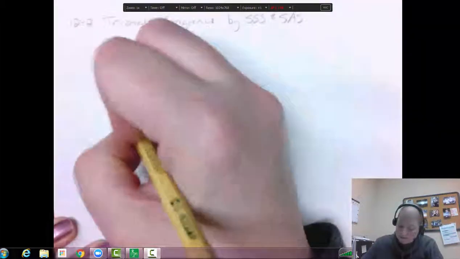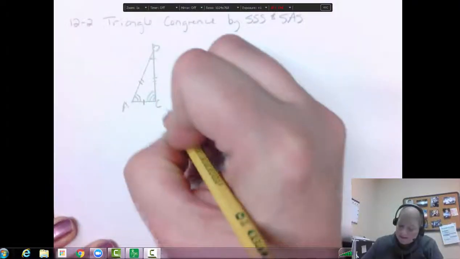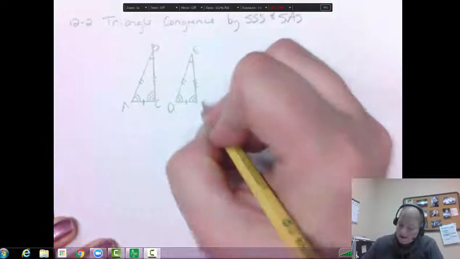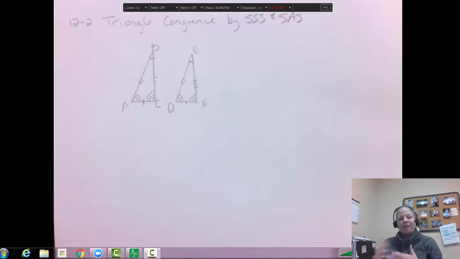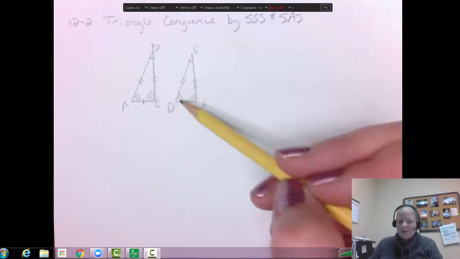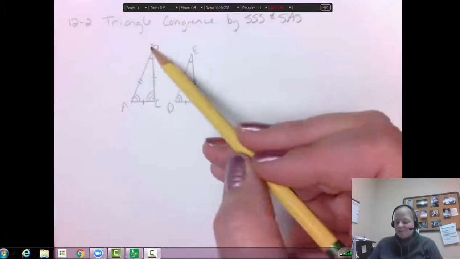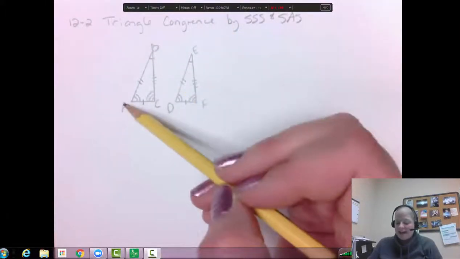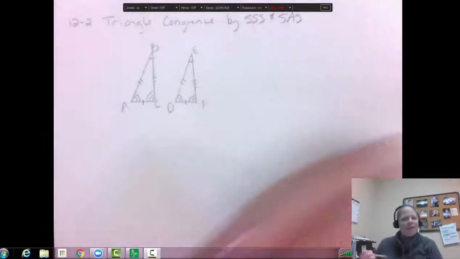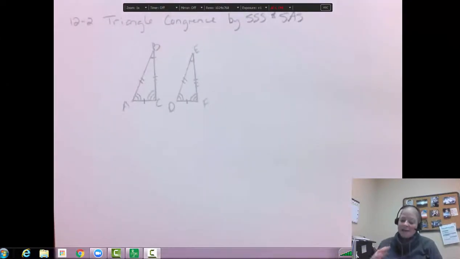And this, we'll just label this A, B, C, D, E, F. And so we can say triangle ABC is congruent to D, E, F, and you have to go in the right order. So if I start with B and I go B, C, A, I have to go E, F, D. So be really careful on how you label things. For congruence, they have to be in the right order.